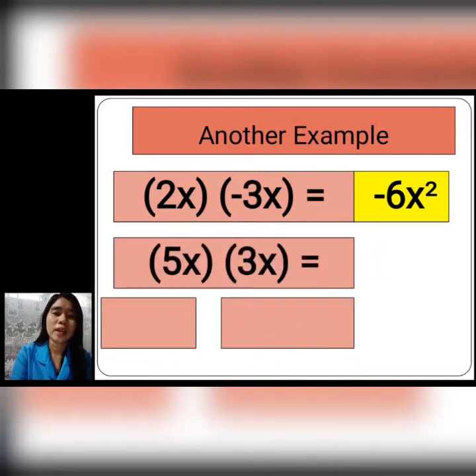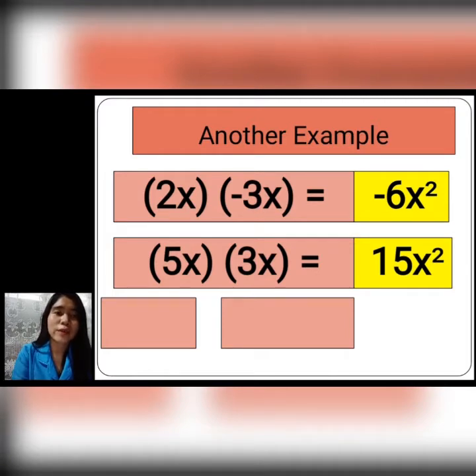How about this one? So we have here 5x multiplied to 3x. So we have the product as 15x squared. So we will just multiply 5 to 3, which is 15, then copy the base, which is the x, then add the exponent. So we have here the exponents as invisible 1. So 1 plus 1 is equal to 2. So we have the final answer as 15x squared.